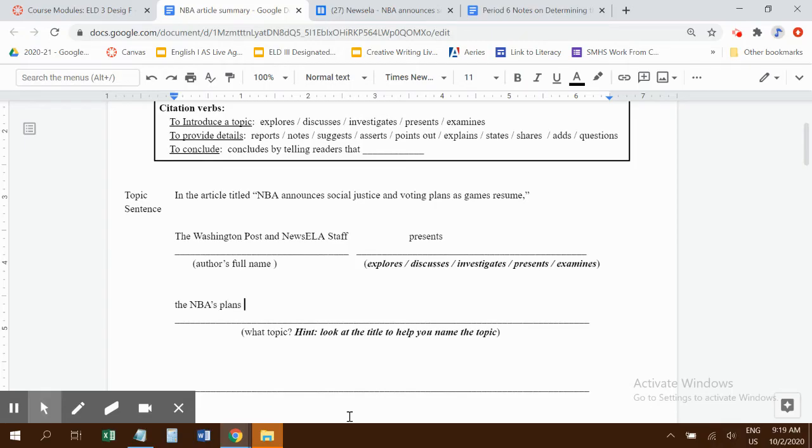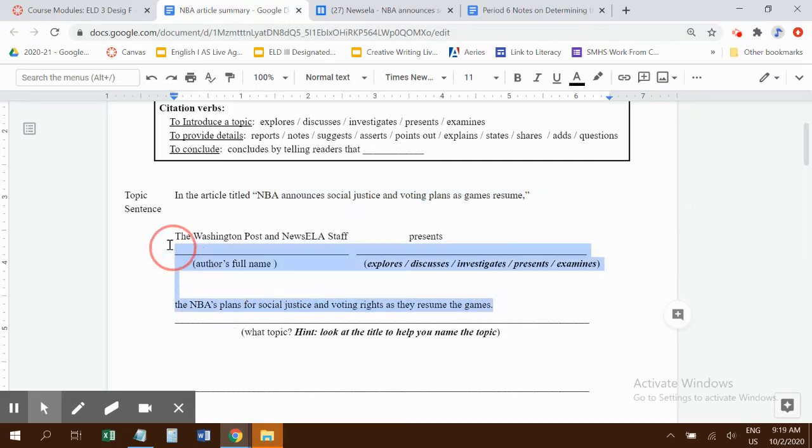NBA's plans for social justice and voting rights as they resume the games. It's almost exactly the same. The difference is this is a little more grammatically correct. News article titles usually are not in complete sentences. This, oh my god, excuse me, this now is.